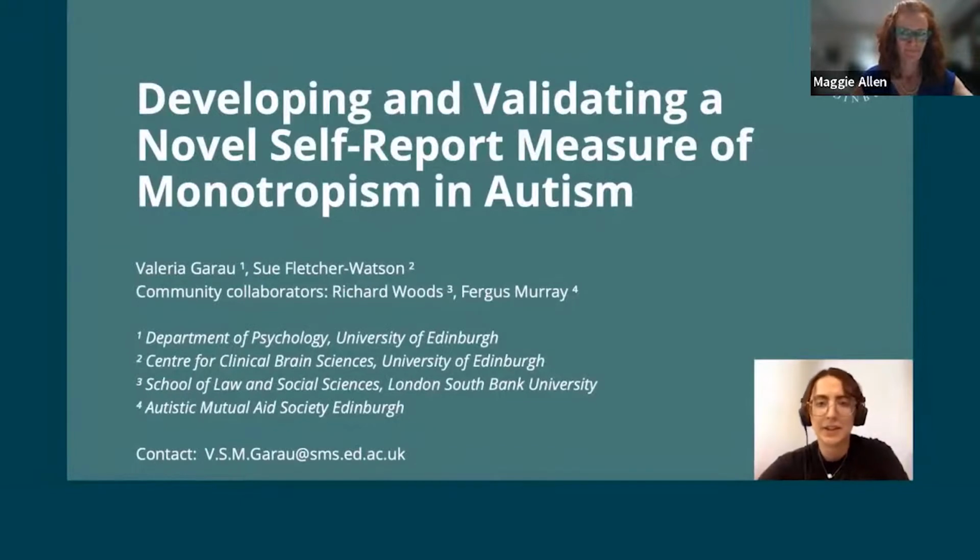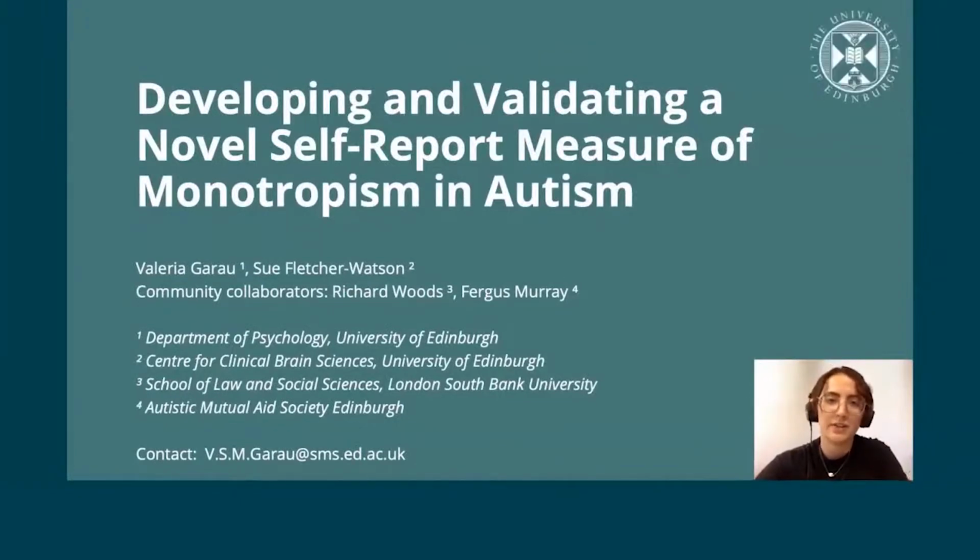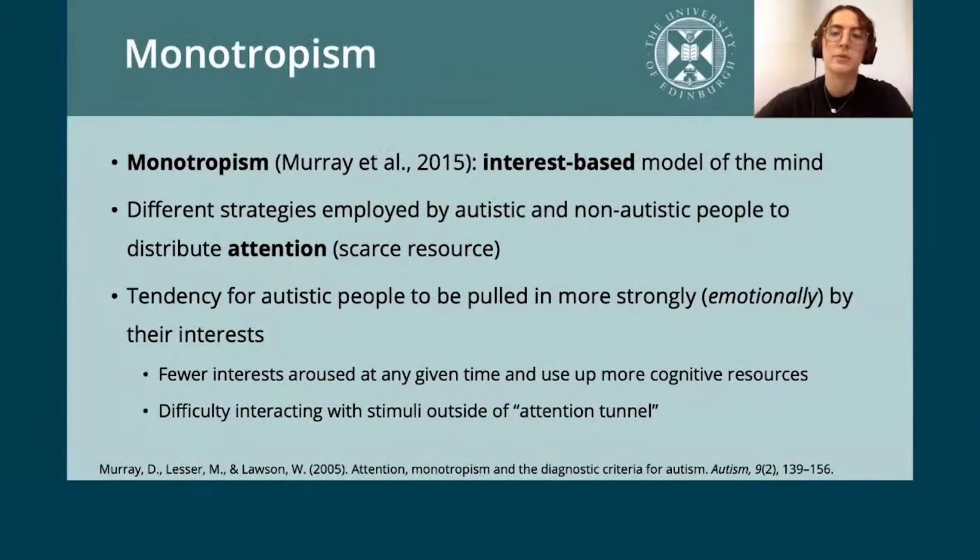Hello everybody, I'm Valeria. I'm a master's student at the University of Edinburgh, and welcome to my talk about developing and validating a novel self-report measure of monotropism in autism. First, as a bit of background, monotropism is an interest-based model of the mind according to which different strategies are employed by autistic and non-autistic people to distribute attention.